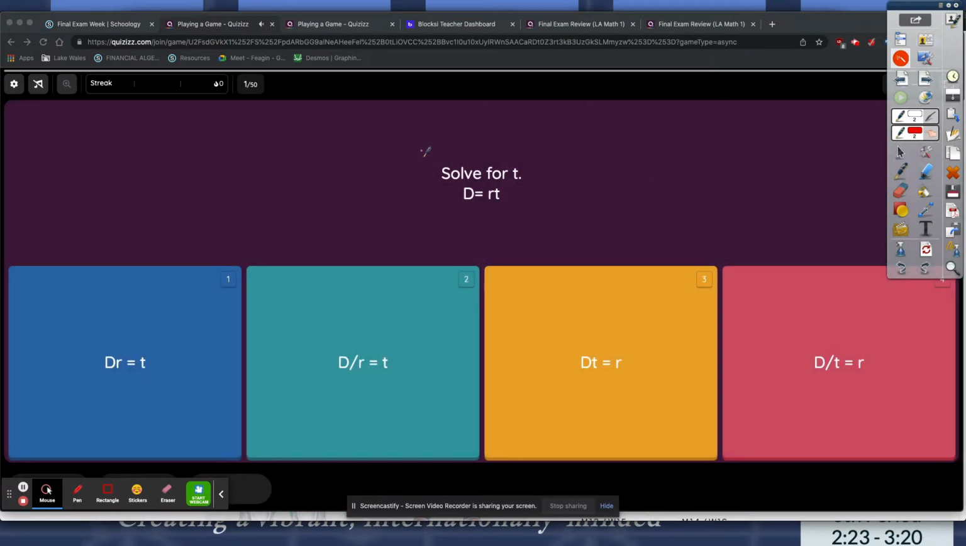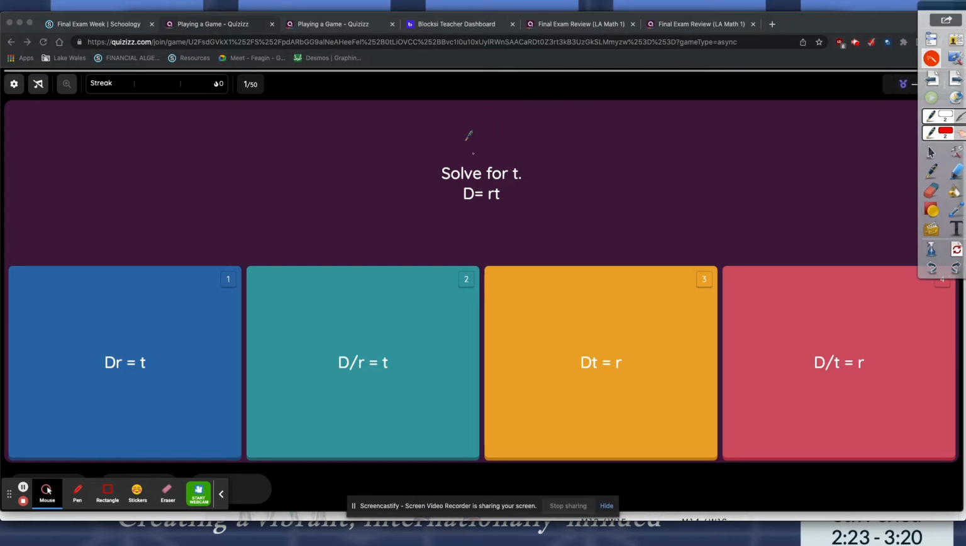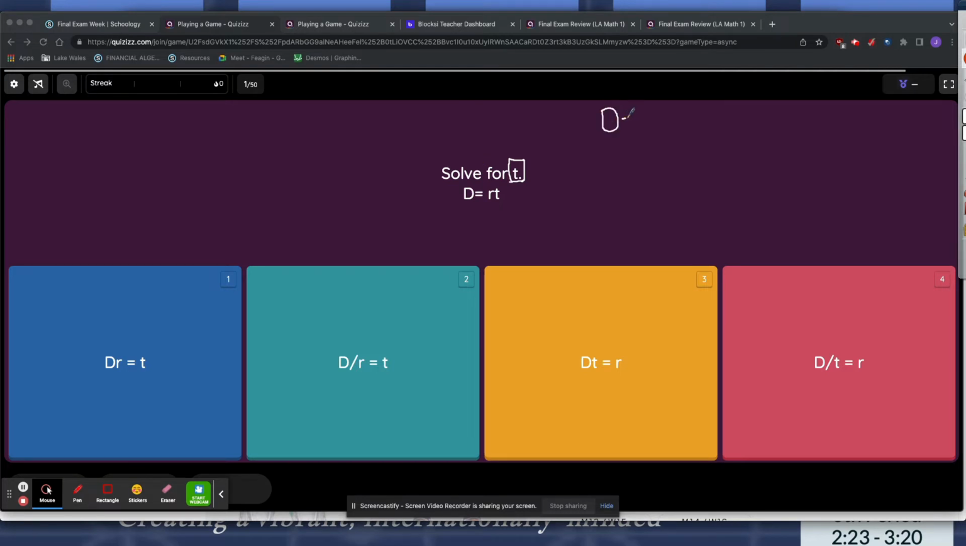So first question here is for literal equations. Right here it says solve for t. We want to get t all by itself. So read the problem and it tells you that d is equal to r times t. Rt is r times t.